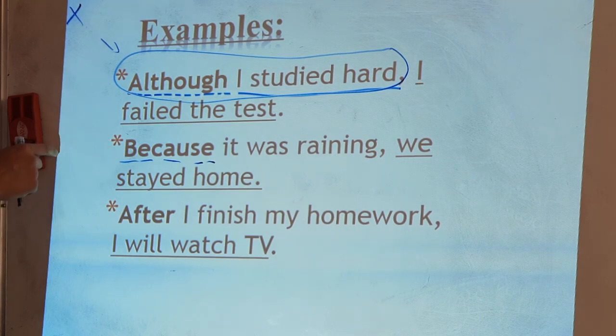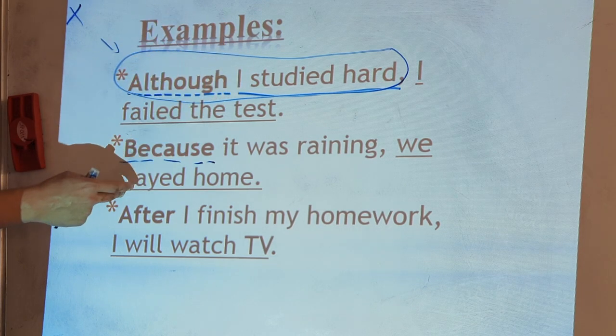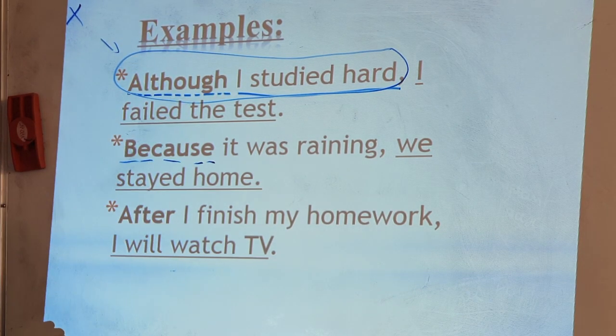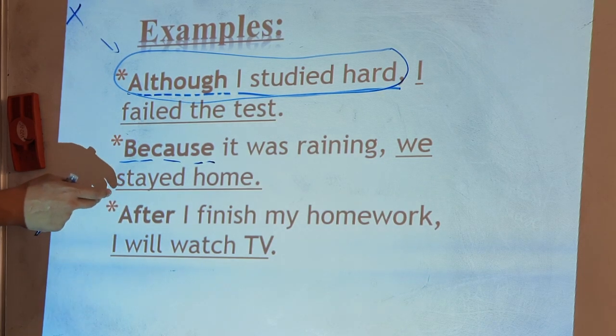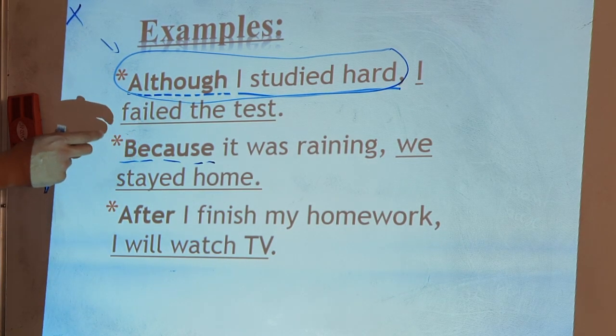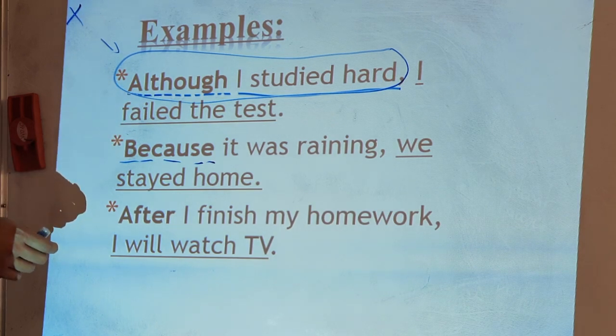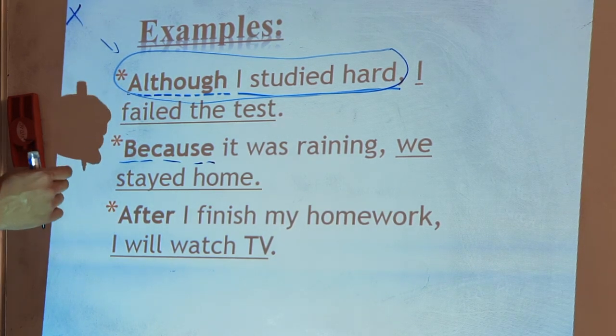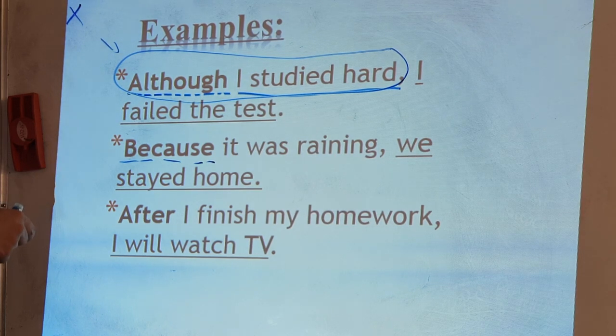An independent clause can also be at the first position. It is possible to say, we stayed home because it was raining. It is also correct. However, the independent clause came first, then the dependent clause came late. Okay? So the third example, after I finish my homework, I will watch TV. After I finish my homework is our dependent clause. Then I will watch TV is our independent clause.